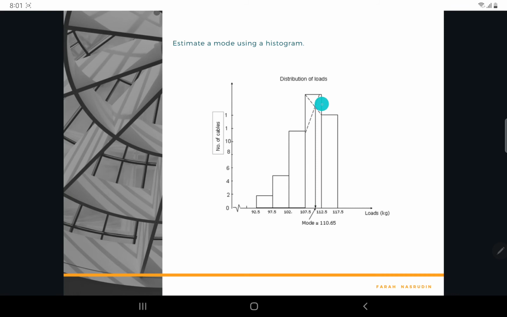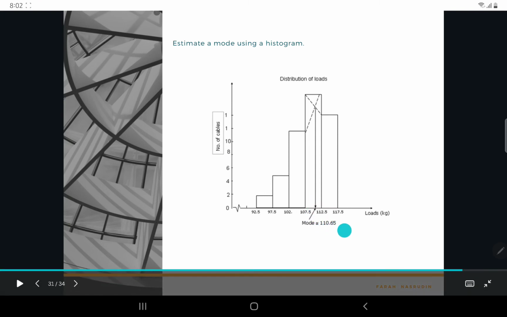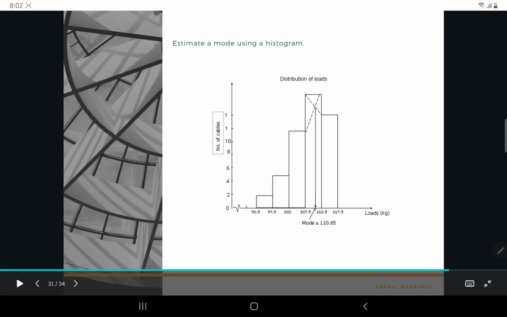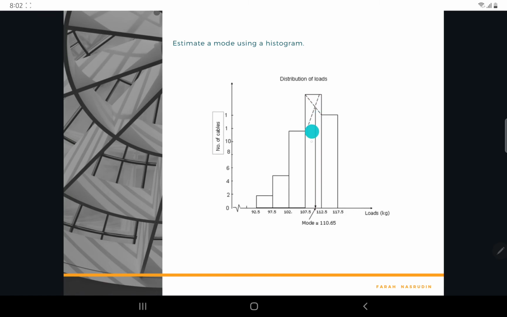Okay, so the mode is the value on the horizontal axis where these two lines intersect. So these two lines intersect here. So this is the value of the mode. Looking at the graph paper here, we will get 110.65, approximately. So we get approximately the same answer as using the formula. If we use graph paper, we can see the exact value here.